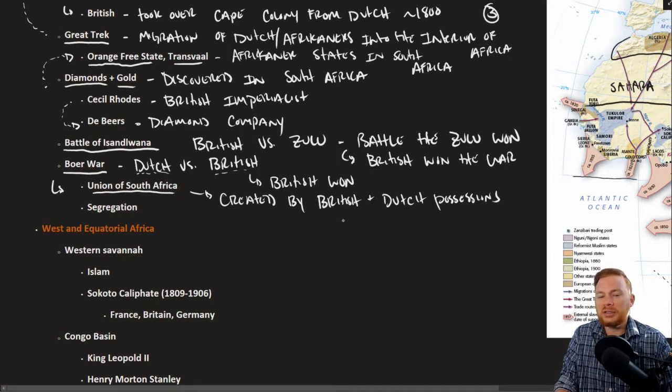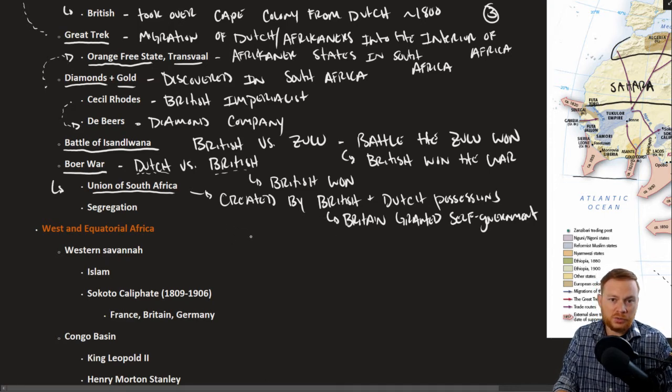So it was technically in British rule, but Britain granted some sort of self-government to this new country, South Africa. And what really sealed the deal, you might say, for both the Dutch and the British populations, what they were able to agree upon in the aftermath of the Boer War was the treatment of the indigenous population. That was to enact a system of segregation in South Africa.